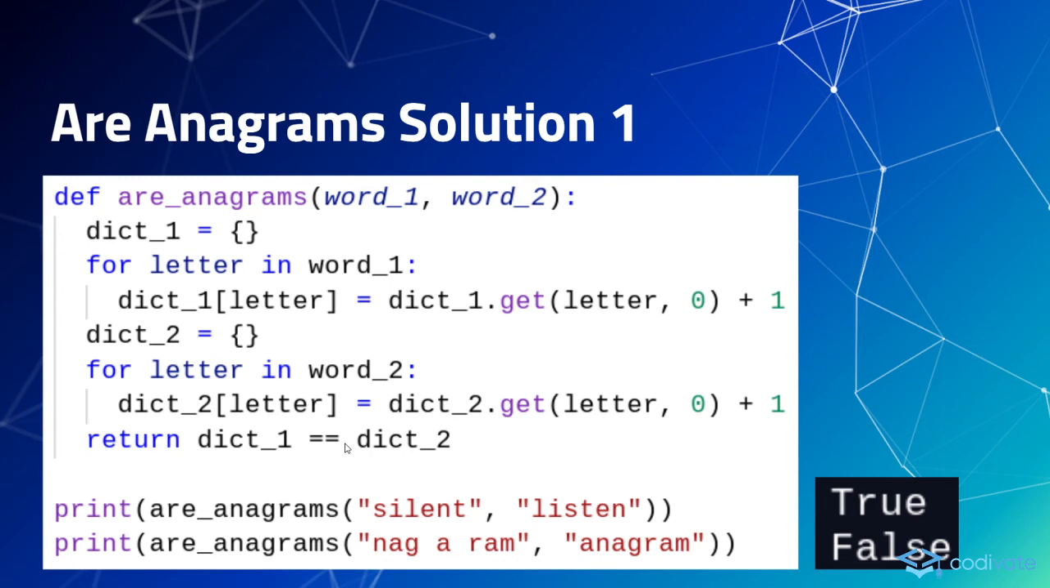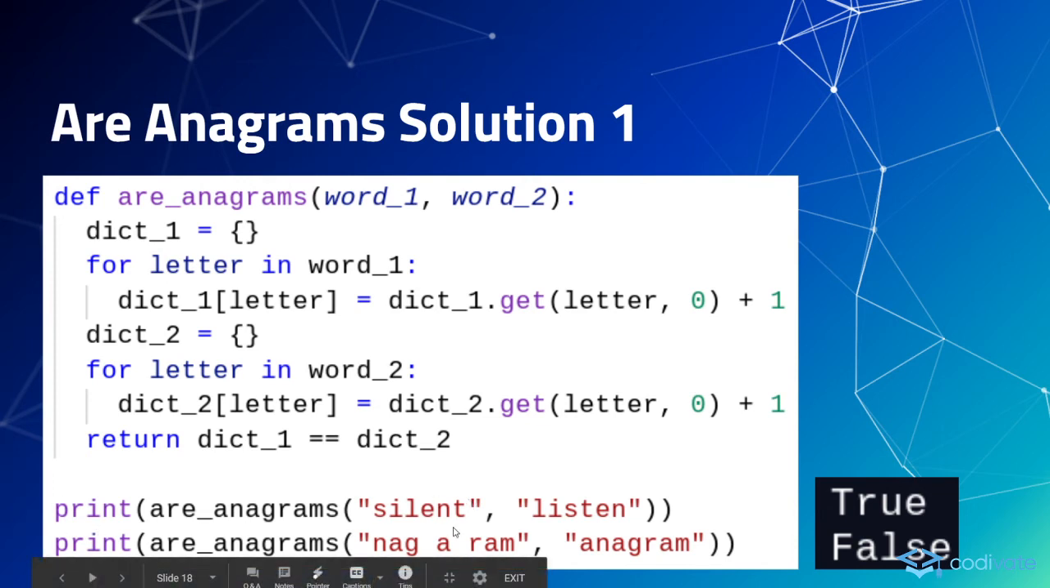If the dictionaries are equal, that means we have the same number of each of the letters, which means that the 2 words are anagrams, and otherwise, if this returns false, that means they are not anagrams. Once again, always a good idea to test our code. We're going to do it here again. We're going to print the function call on silent and listen. We know that was our example, so that has to be true.